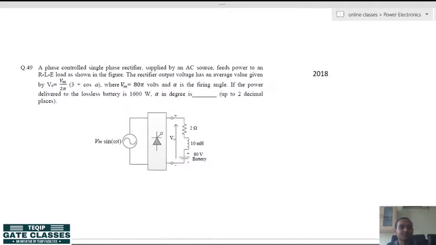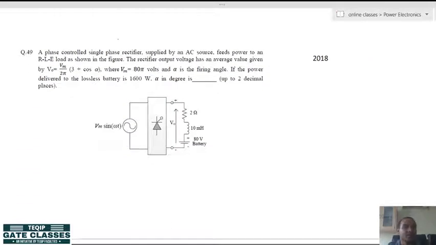So, moving on to the next question, here you can see again what it is saying: a single phase controlled rectifier feeds power to an RLE load, and the rectifier output voltage has an average value of this. Now, you see in this case the question is a little bit different, but during the solution we will see that it is not different at all, it is the same thing.